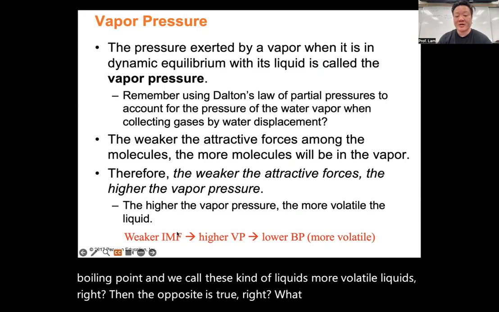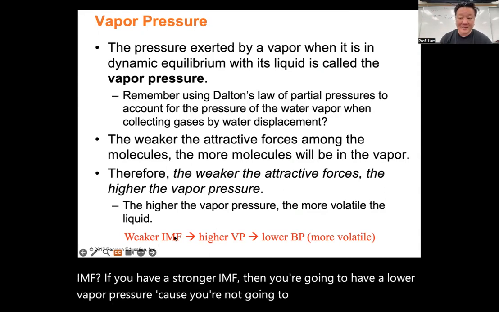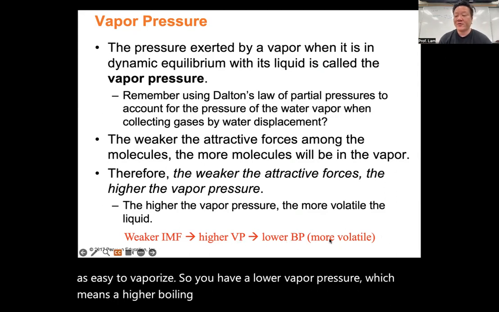What if you have a stronger IMF? If you have a stronger IMF, then you're gonna have a lower vapor pressure because it's not gonna be as easy to vaporize. So you have a lower vapor pressure, which means a higher boiling point, and therefore a less volatile liquid.